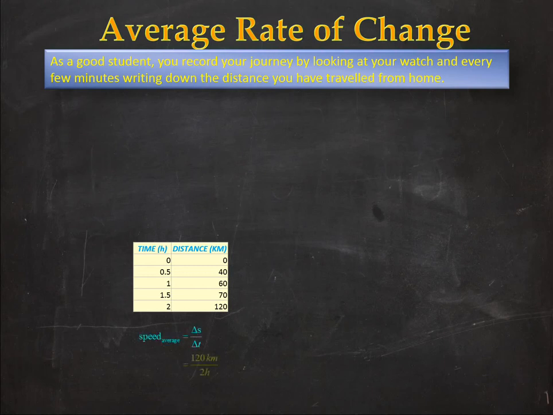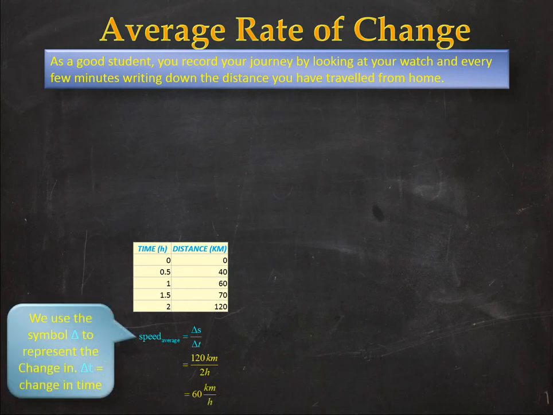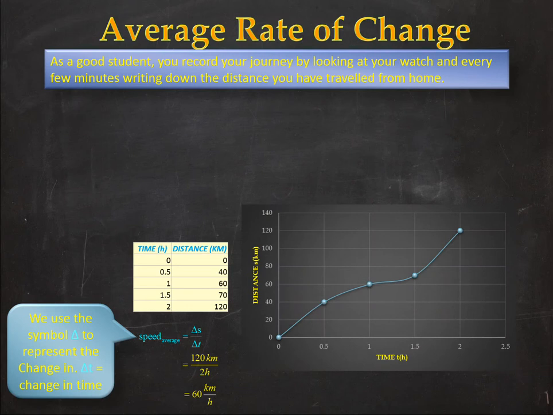And like before, our average speed is just, let's say, 120 kilometers divided by 2 hours, or 60 kilometers an hour. Now I'm going to use a symbol that looks like a little triangle. This delta is the change in time, or the change in position, or the change in something. So delta t is the change in time, and let's say in this case delta s is going to be my change in position. So let's graph these data points, and it gets a nice pictorial view of our journey.